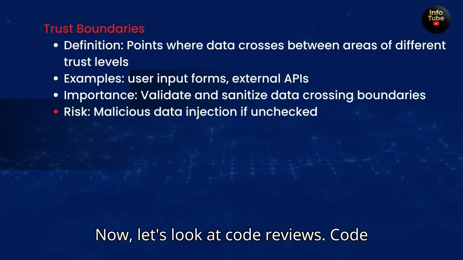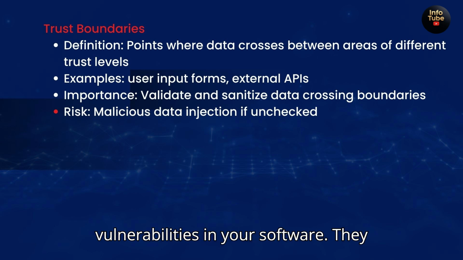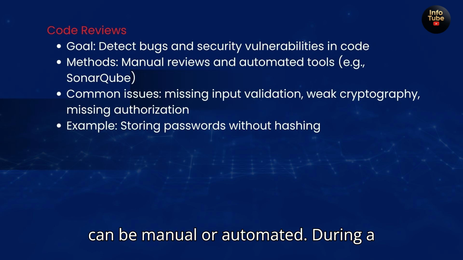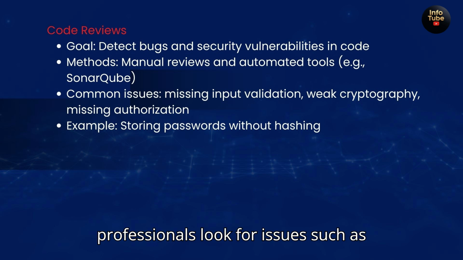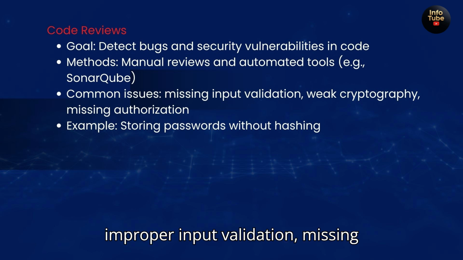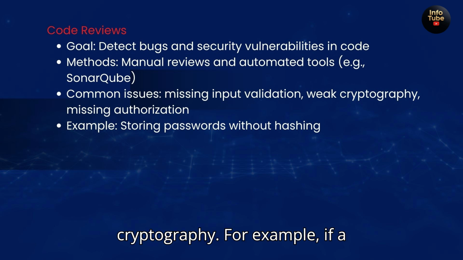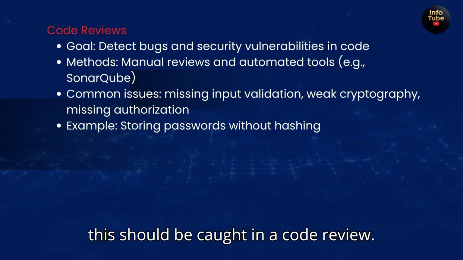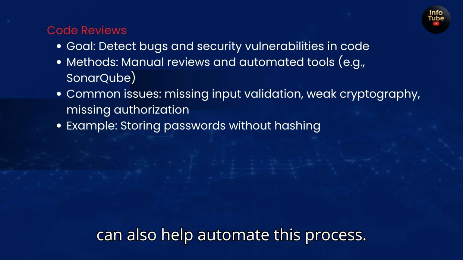Now, let's look at code reviews. Code reviews are essential to catch bugs and vulnerabilities in your software. They can be manual or automated. During a review, developers and security professionals look for issues such as improper input validation, missing authorization checks, and weak cryptography. For example, if a password is being stored without hashing, this should be caught in a code review. Using tools like SonarQube or Checkmarx can also help automate this process.